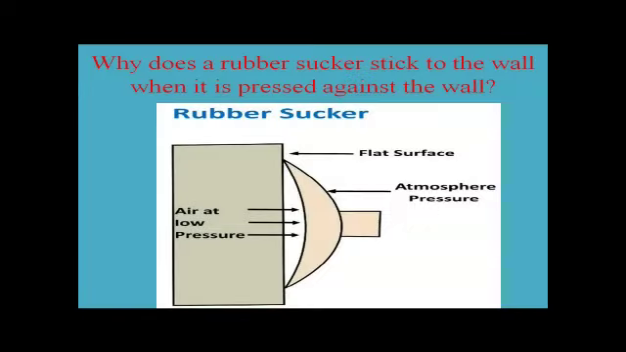Why does a rubber sucker stick on the wall when it is pressed against the wall? When we press the rubber sucker, most of the air between the surface and rubber escapes out and the sucker sticks to the wall due to atmospheric pressure acting on it. To pull it back, one needs to apply a certain force which should be enough to overcome atmospheric pressure.